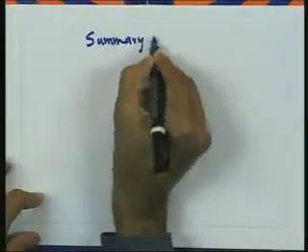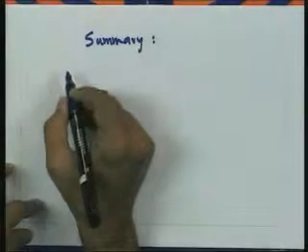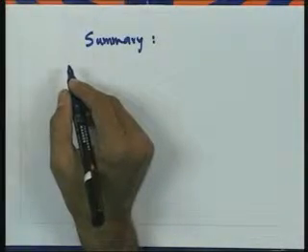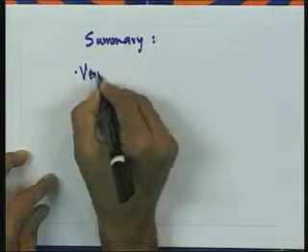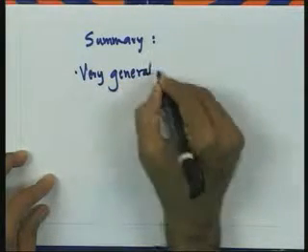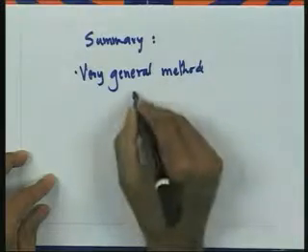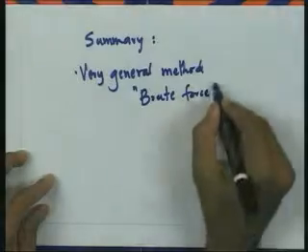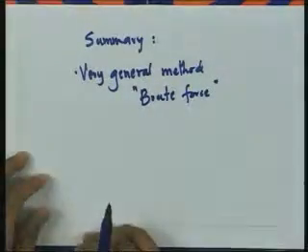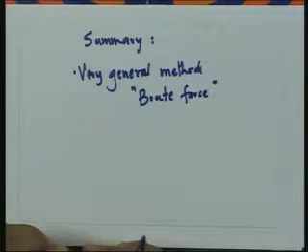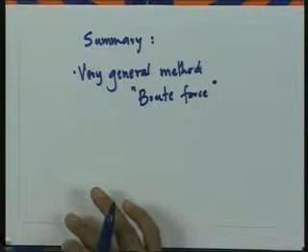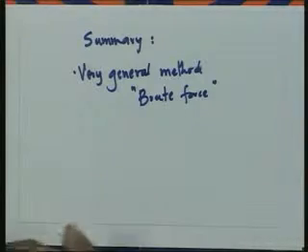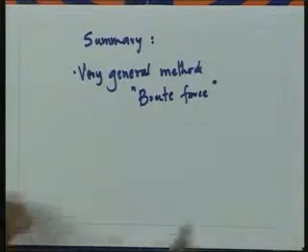So let me summarize this whole situation. What have we done so far? We have looked at a very general method. It is brute force. It is brute force in that it generates every possible object, and it doesn't try to be too efficient or too clever in saying, look, I'm not going to generate this class of objects because this is not going to be useful to me.